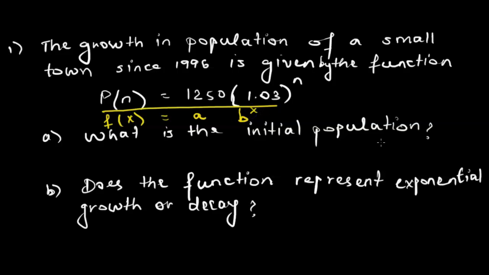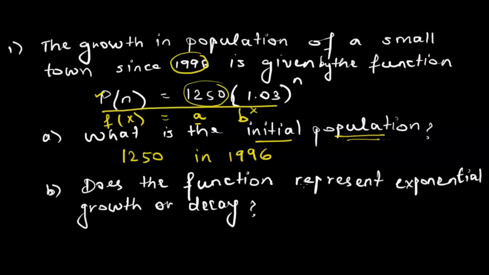What is the initial population? We know in the function equation the initial value is represented by a. So a is 1250. Therefore the initial population would be 1250. So this initial population is in 1996, because this equation represents the population of a town since 1996. So there are 1250 people living in the town in 1996.